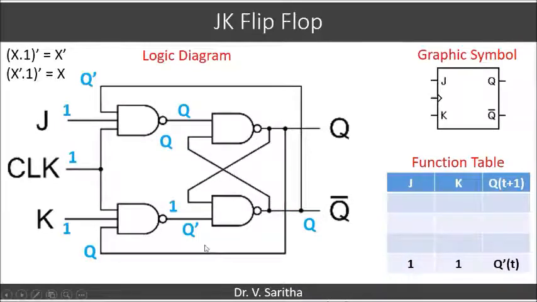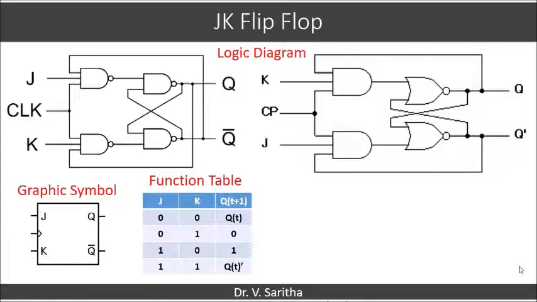Now Q dot Q whole bar will become Q bar, that is Q is becoming Q bar and Q bar is becoming Q, which states that it is complementing its previous output. So we say that when J is 1 and K is 1, Q of t plus 1 becomes Q complement of t. So this shows the logic diagram of JK flip-flop using NAND gates.